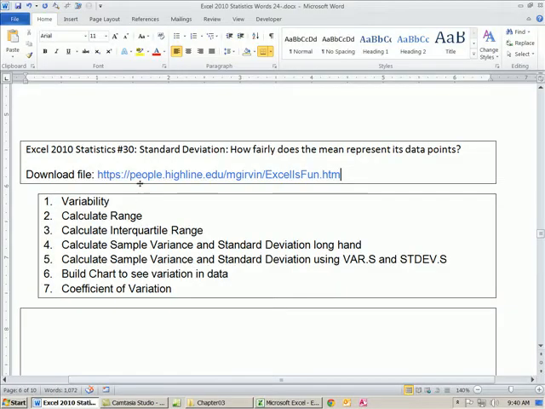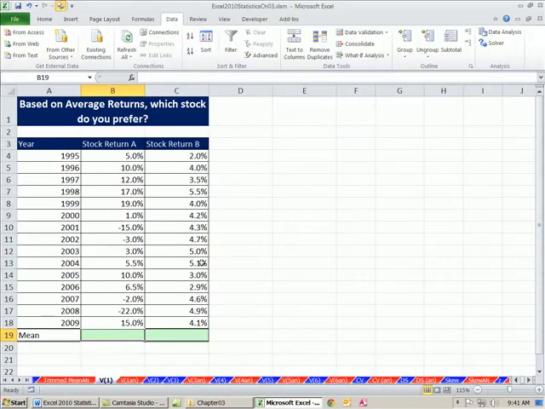Hey, in this video, the title is Standard Deviation. How fairly does the mean represent its data points? We've been talking about mean a lot, but if you have a number of means and you're comparing them, we can't really do it without talking about the concept of variability. There's a couple of measures for calculating variability, but the one most commonly used, and the one we'll use throughout this class the most, is standard deviation. Variability is the main point of this video.